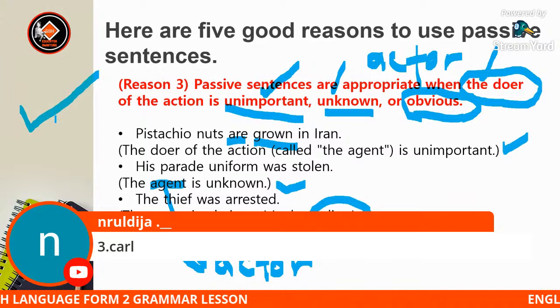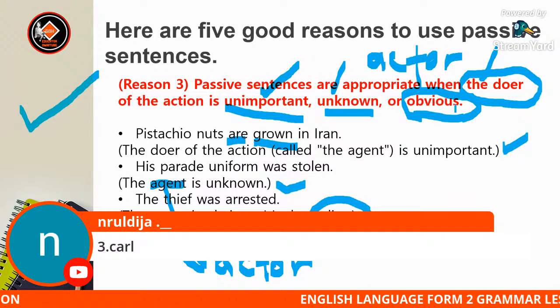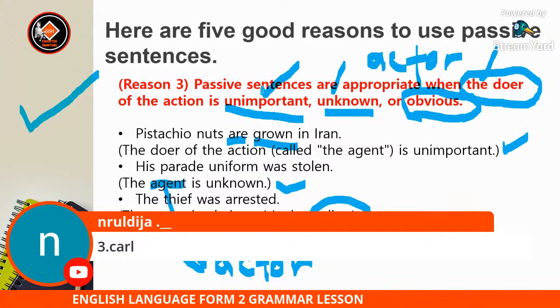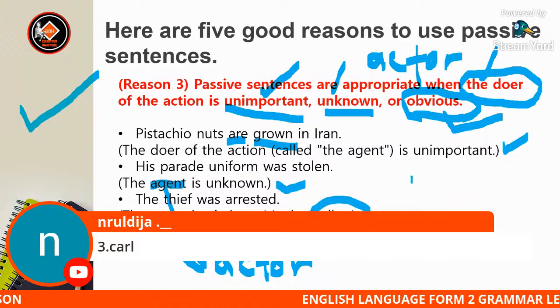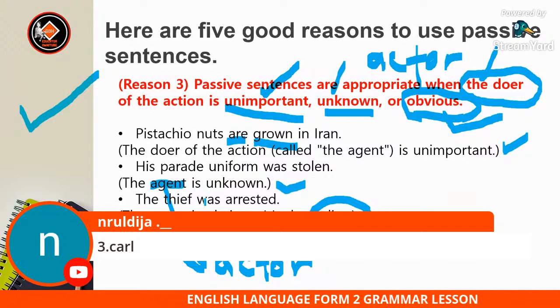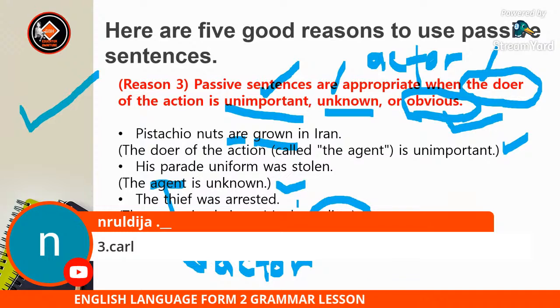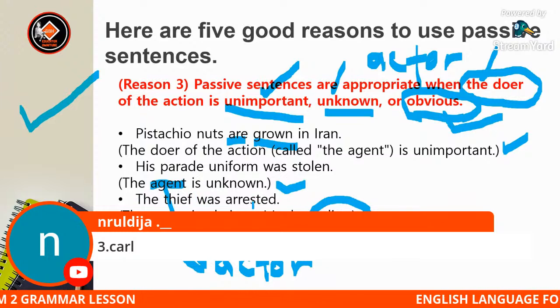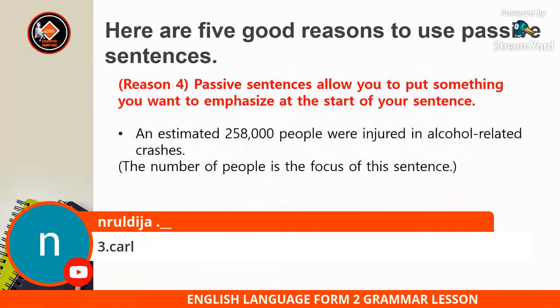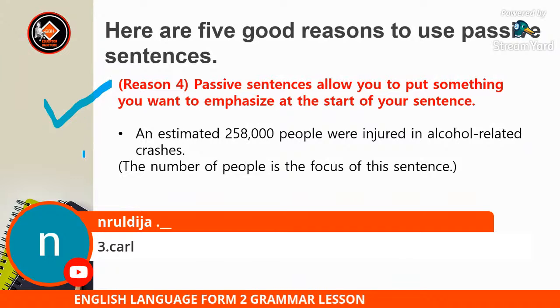Okay, for your level, Form 2, you remember this. Okay, when do you write passive? When the person who does the action, or the actor, is not important, or the actor is unknown, or the actor is obvious. Obvious means memang sudah tahu or jelas. So when you say the thief was arrested, definitely you do not need to write the police, right? Because people know only the police could arrest the thief.